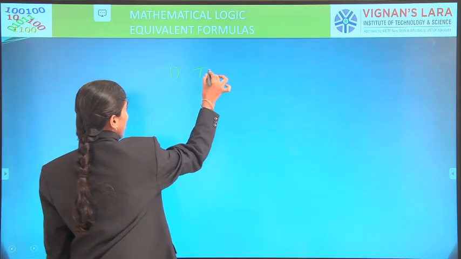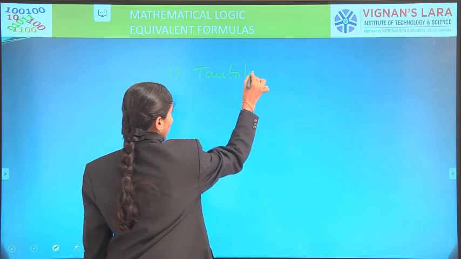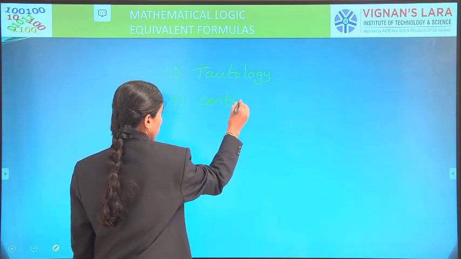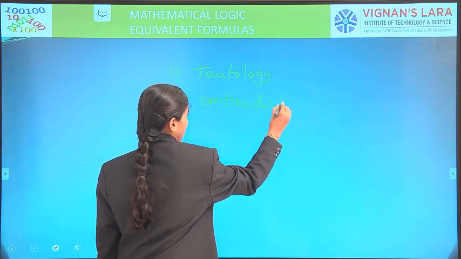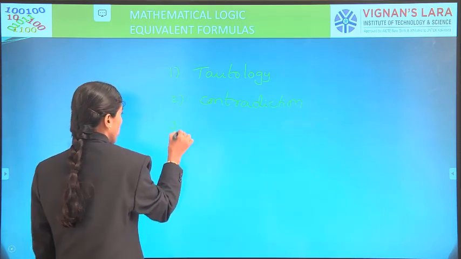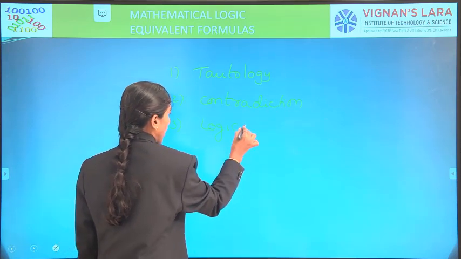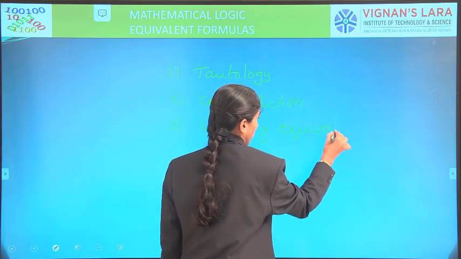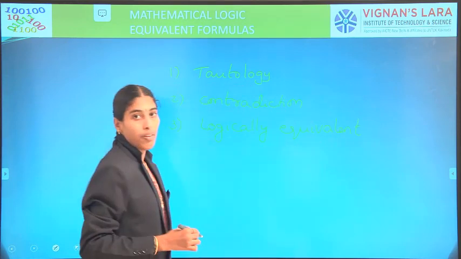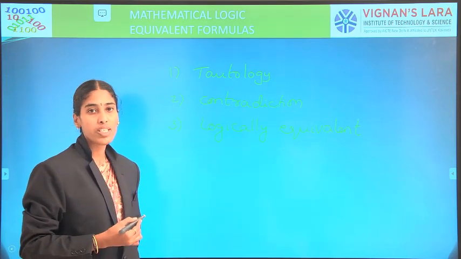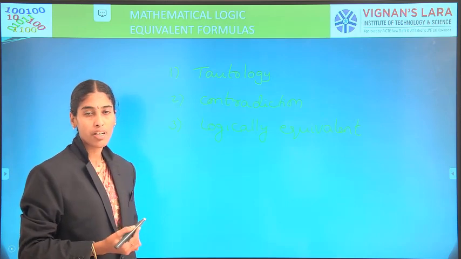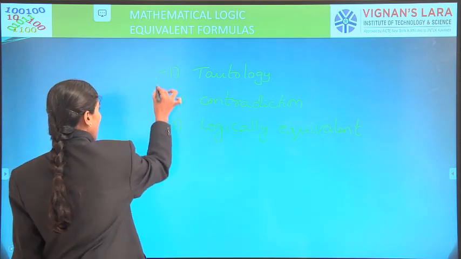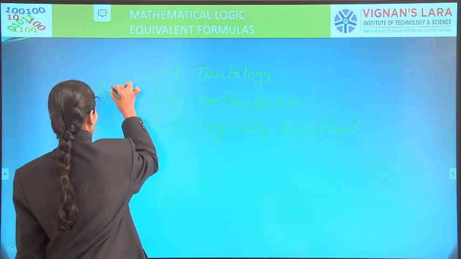Right, we discussed the tautology, then contradiction, then logically equivalent. We solved the problems whether the given proposition is tautology or not, contradiction or not, and also whether the given two propositions are logically equivalent or not using truth tables.